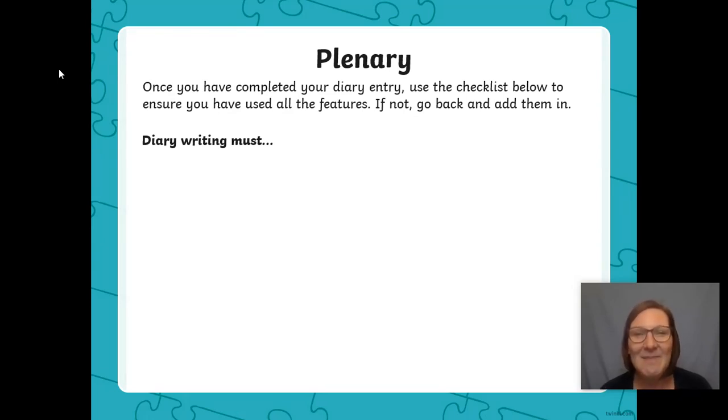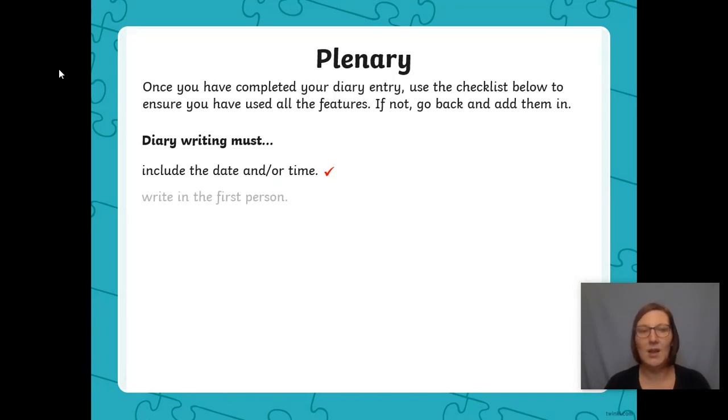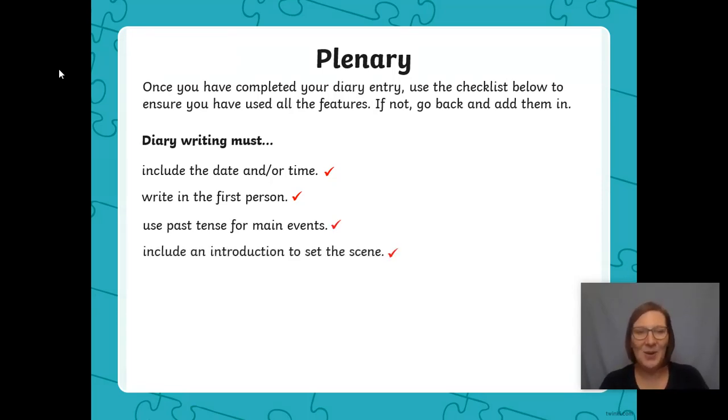Okay then, welcome back. So you've been really successful at writing your diary entry now. Shall we go through the checklist to see if you've got everything on there? So your diary must include the date or time. Have you got that? Fabulous. Write in the first person. Brilliant. Use past tense for main events. Fantastic. You're getting it so well.